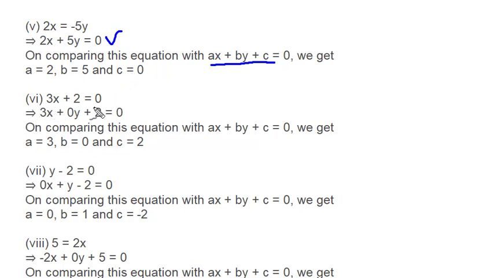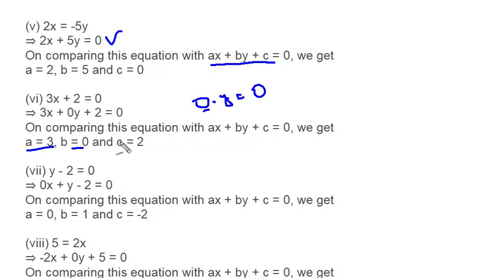Now question number 6. 3x plus 2 equal to 0. Okay. So you see here there is only x, there is no y. So if there is no y, you have to write 0 and multiply, 0y plus 2 equal to 0. Because why? 0 into y becomes how much? 0. Anything that is multiplied by 0 is 0. So if there is no term, you give 0 multiplied by that term. Now you compare this. How much is a? a is 3, b is obviously 0 and c is 2.